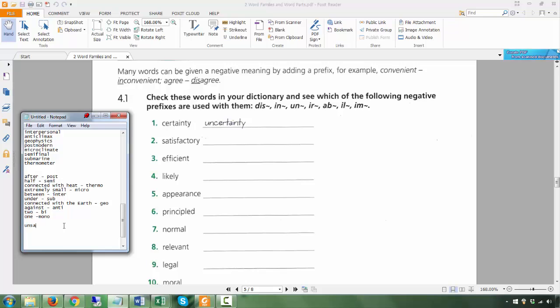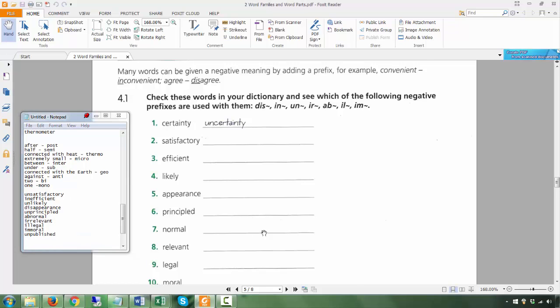So unsatisfactory, so that UN. Inefficient. Don't ask why it's like that. Why do you use, for example, efficient? Why do you put the IN, not UN? There's no reason, okay? It's just the way it is. Disappearance. Unprincipled. Abnormal. Irrelevant. Illegal. Immoral. And unpublished. Okay.